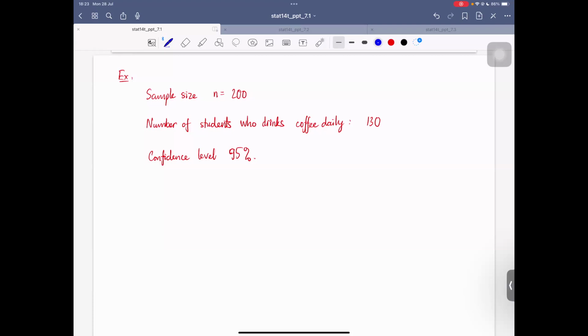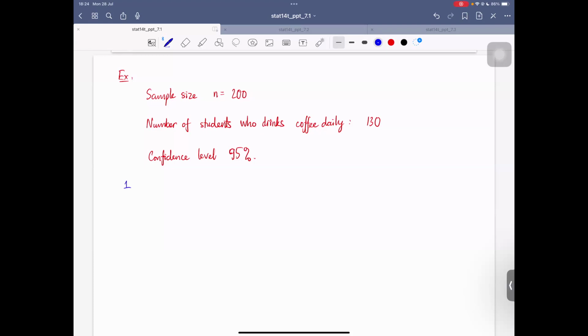95%. Okay, so now let's get started. We do it step by step. If you want to construct the confidence interval, right? In this case, we are 95% confident that it is between p hat minus the margin of error and p hat plus the margin of error, of all college students who drink coffee daily. So we need to calculate the sample proportion first.